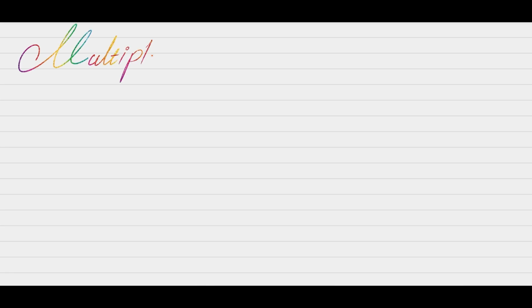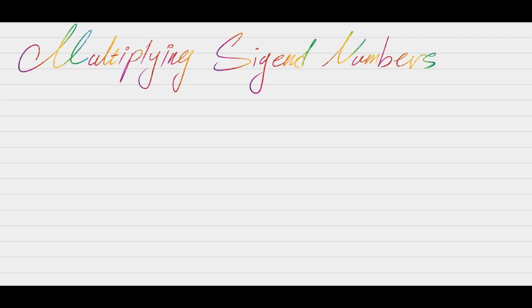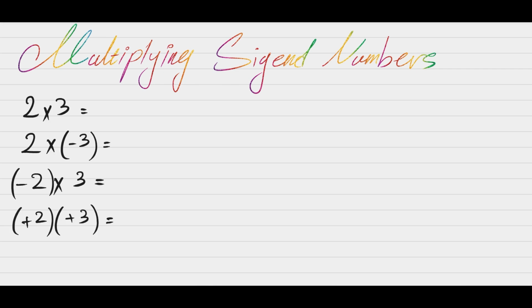In this video, we are talking about multiplication of signed numbers. And when we say signed numbers, we're just talking about numbers with either positive sign or negative sign attached. For example, in these expressions here, we have a positive 2 and 3 is a negative number with a negative sign in front of it.